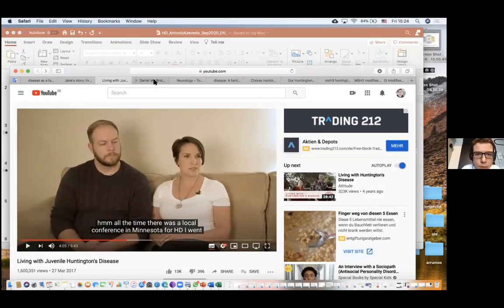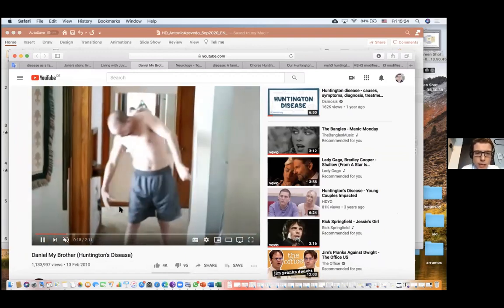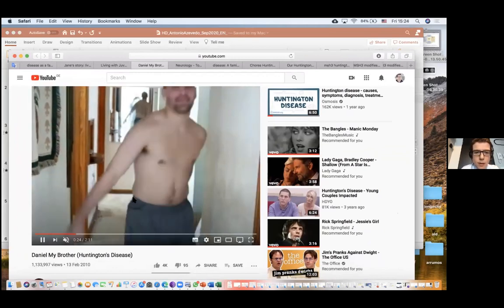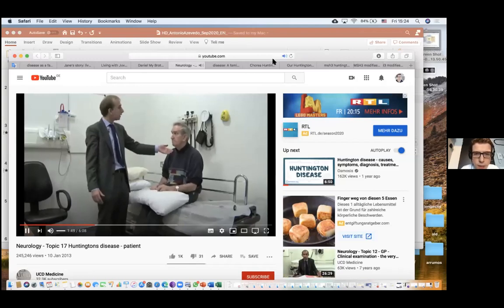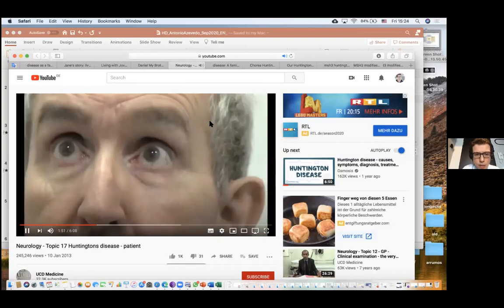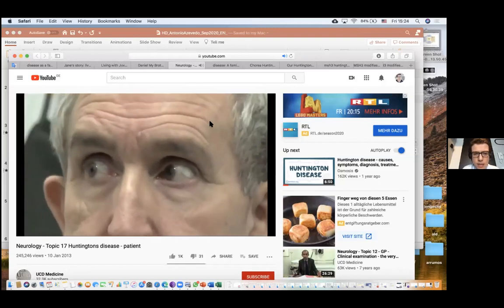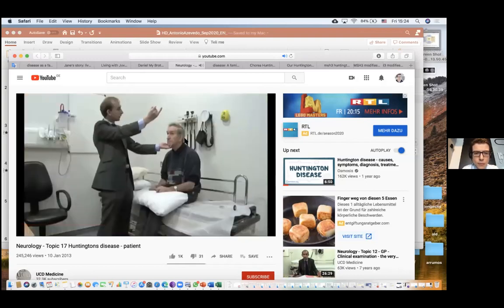Okay, and then I would also like to show you something that looks more like ballismus. So you see how the movements are a lot more pronounced and proximal. Okay, and then just an interesting part of the presentation. So notice how the eye movements are affected. He needs to actually move the head to follow the finger.